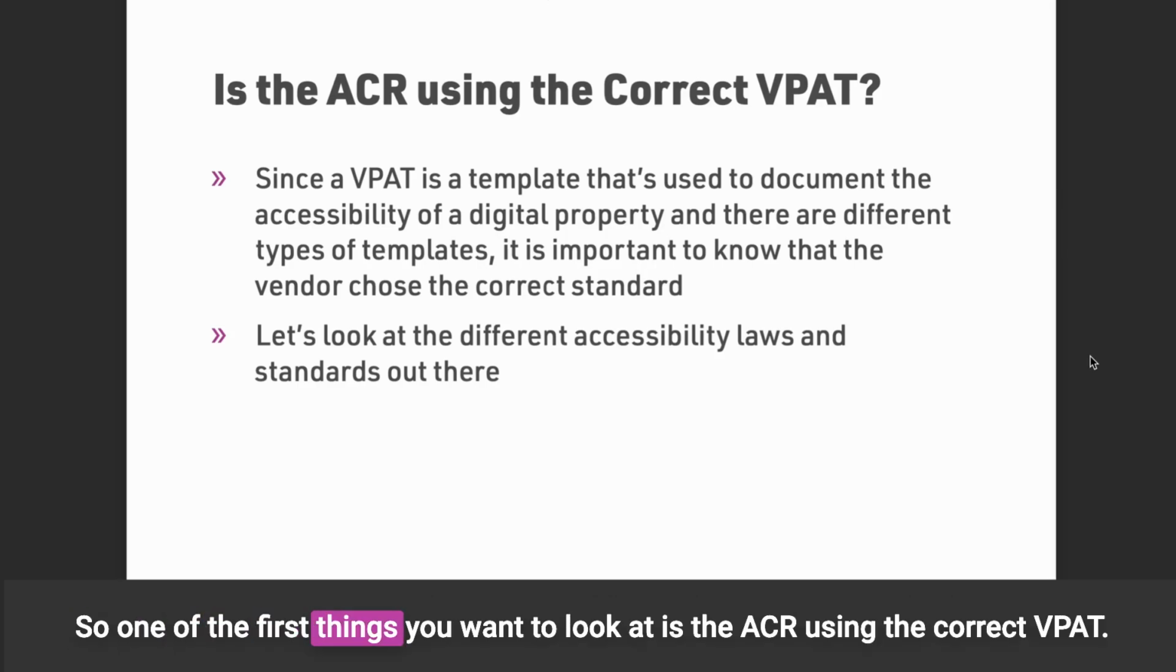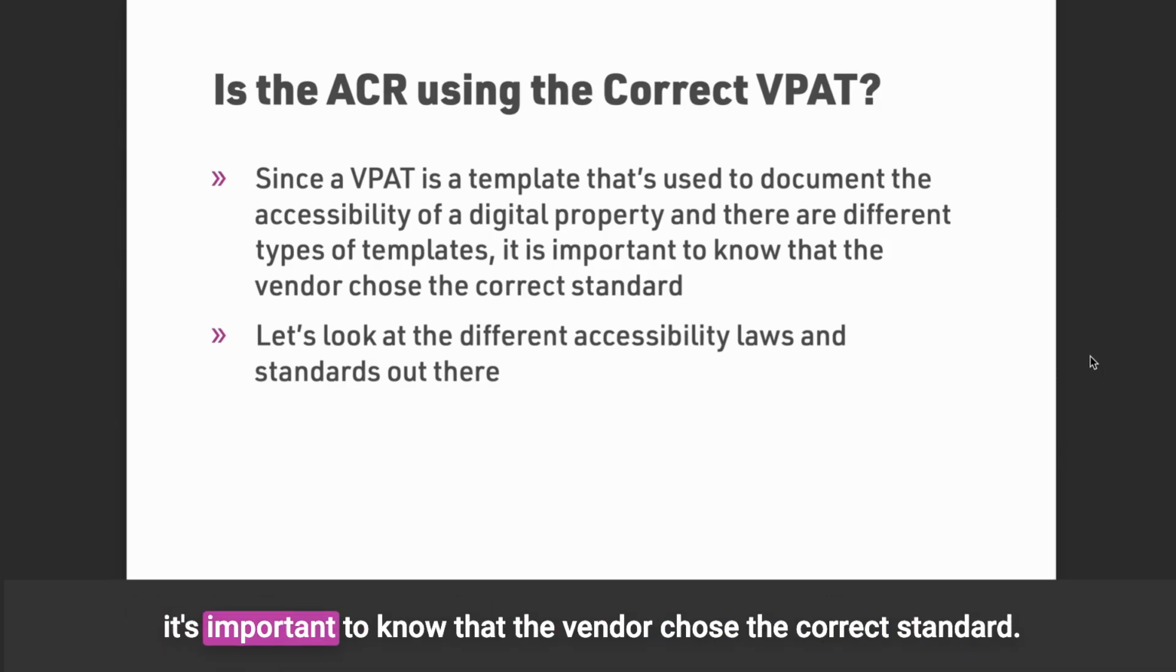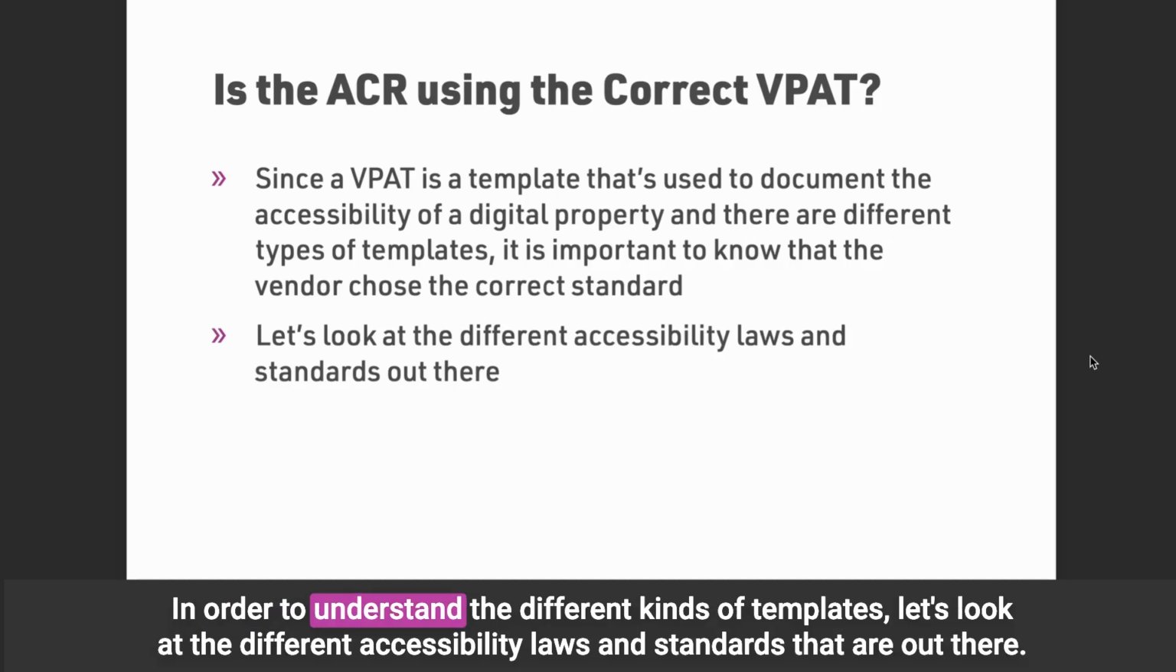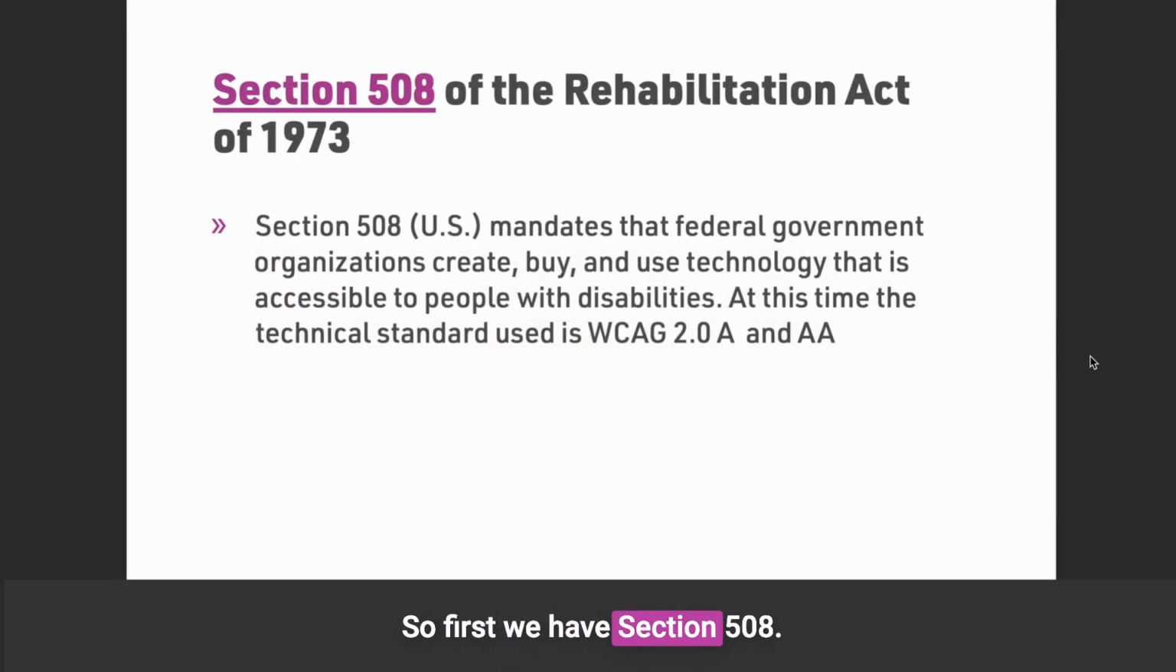So one of the first things you want to look at is whether the ACR is using the correct VPAT. Since the VPAT is a template that's used to document the accessibility of a digital property, and there are many different types of templates, it's important to know that the vendor chose the correct standard. In order to understand the different kinds of templates, let's look at the different accessibility laws and standards that are out there. So first, we have Section 508.